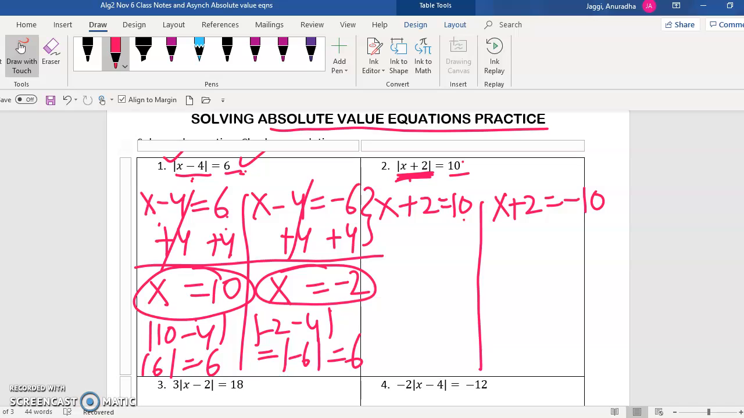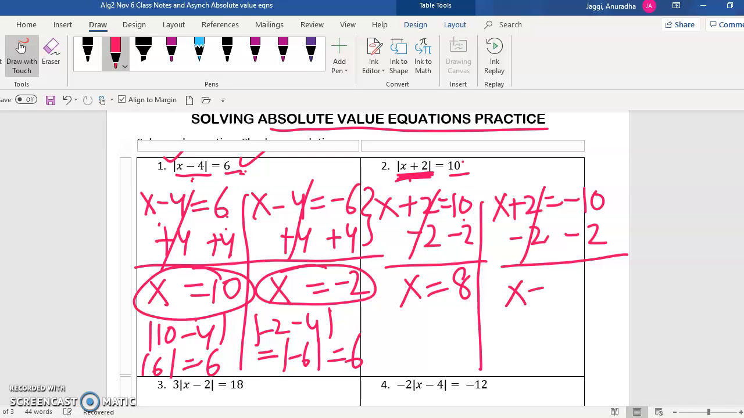Now I solve for x again using the inverse operation. 2 is added, so I'm going to subtract 2 on both sides. And 2 minus 2 is a 0. You get an x. 10 minus 2 becomes an 8. And here you get 2 minus 2 is a 0, x is equal to negative 10 minus 2, which is equal to negative 12.